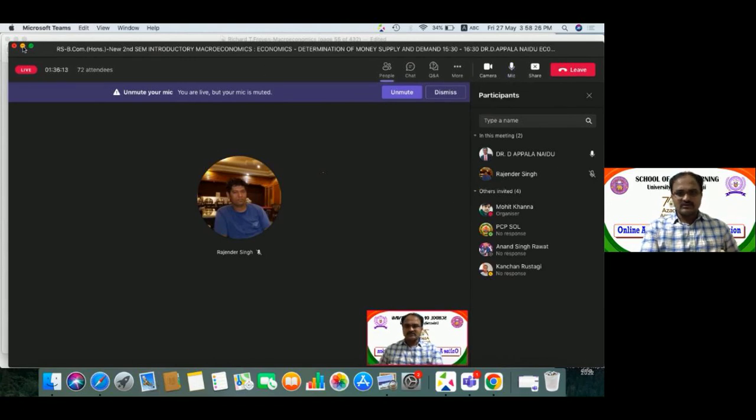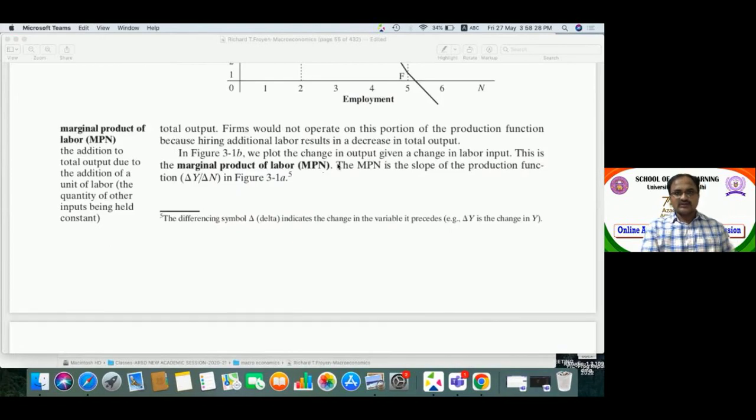Sorry, some network issue. So we are talking about what the marginal productivity of labor is. The marginal productivity of labor is the addition to total output due to the addition of a unit of labor. That means how much the output changes for a change in the level of labor. If you increase one more unit of labor, the output also increases by that much. That additional unit of output you can call the marginal productivity of labor.